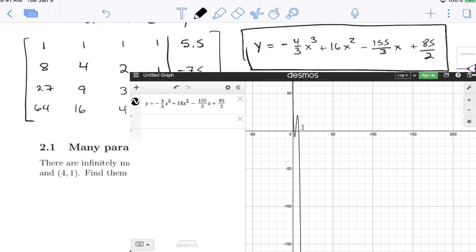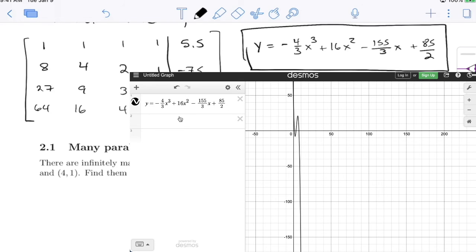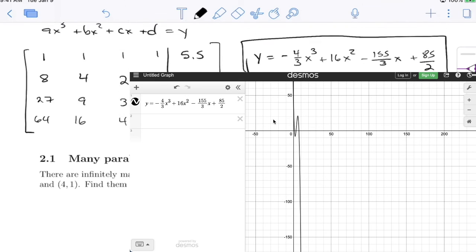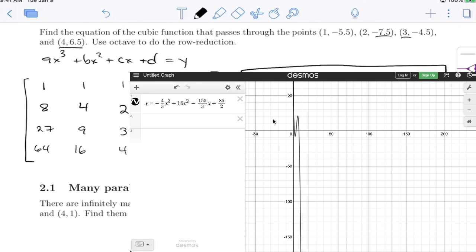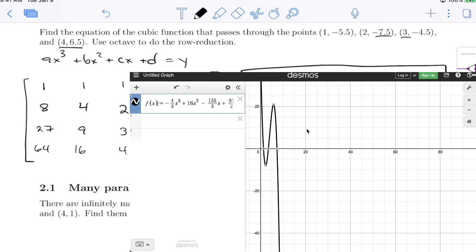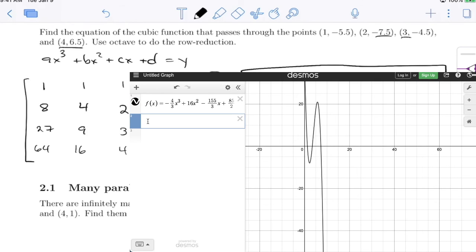All right. Now I want to check and see if I get all of those different points on there. I could go through and type the points in individually, but there's a quicker way to do it. Let's change this. Instead of y, let's call it f of x. And now I'm going to come down here and put in f of each of those points.